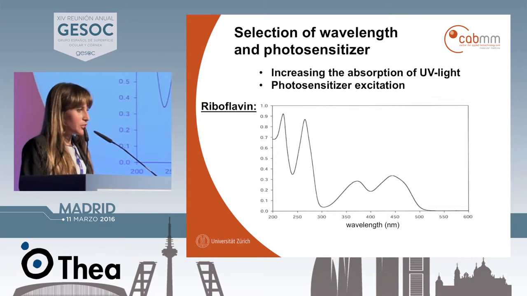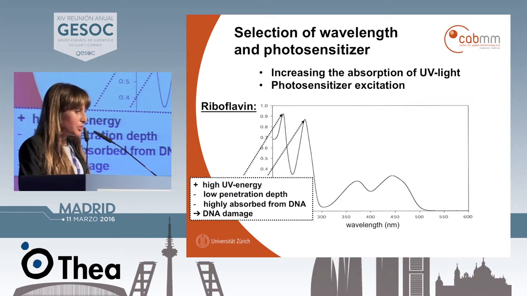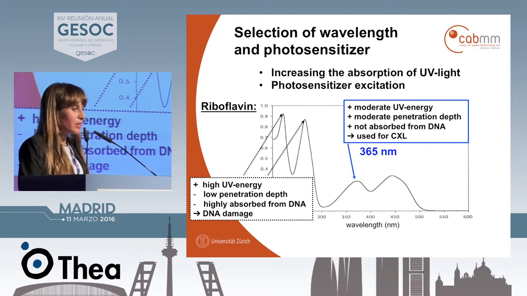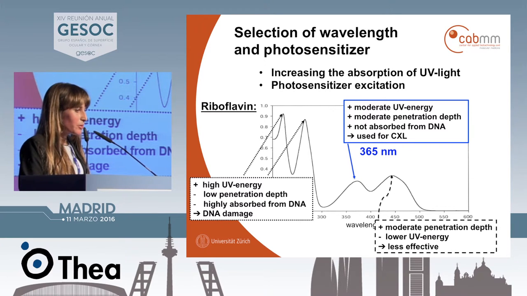So in order to have collagen cross-linking working properly, we need a good combination of wavelength and photosensitizer. So in this graph, we see the absorption peaks of riboflavin. And so in order to choose the right wavelength now, we have to look at the individual absorption peaks. So the first two have very high UV energy, low penetration depth, and are highly absorbed by the DNA and hence cause damage. So they are not useful. Then the next peak at 365 nanometers has moderate UV energy, moderate penetration depth, is not absorbed by the DNA, and is actually used for CXL. The fourth absorption peak has also moderate penetration depth, but less UV energy and hence is less effective.